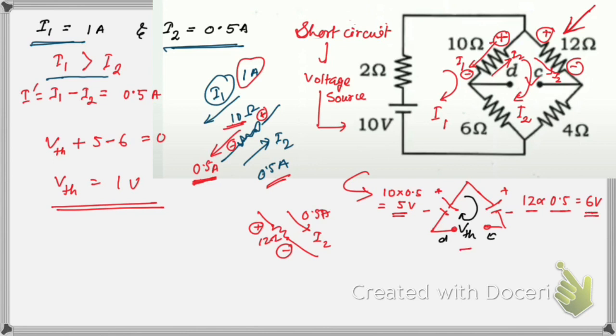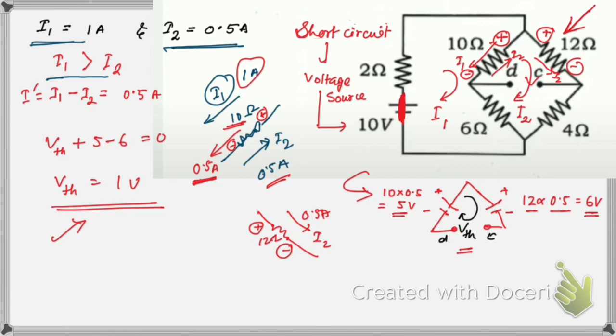And here we will get VTH, right? So from this circuit we can calculate VTH. Apply KVL again, and VTH is 1 volt. So we have got VTH, right? Now make the voltage source short circuit. This is the rule of Thevenin's theorem, right?